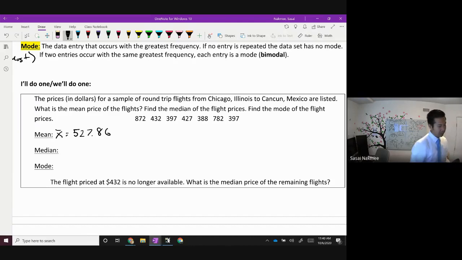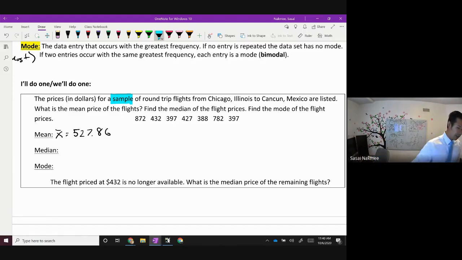Not too bad, right? How do I know it's an X bar, by the way, not that mu character? That comes from the fact that they tell me that this is a sample, right? And since it's a sample, the mean symbol that we're going to use is X bar. If they told me that this was a population, first of all, that'd be a very small amount of flights that they have from Chicago to Cancun. There's only 7 flights listed. But if it was the population, then I would say that my mu is equal to that value.